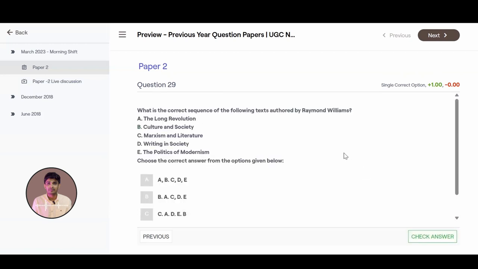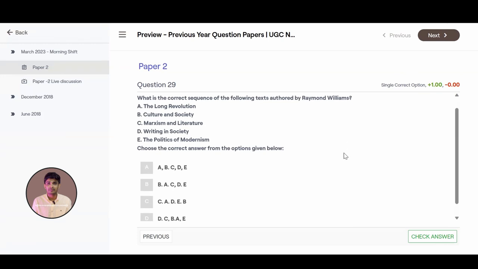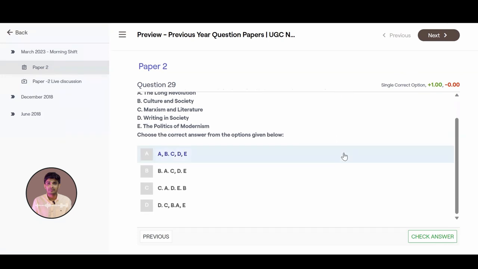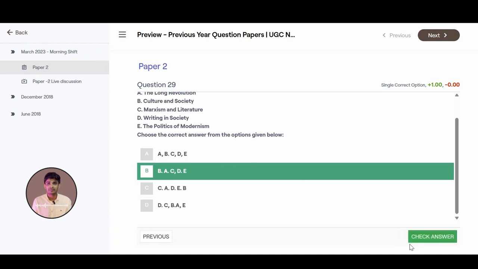Now, what is the correct sequence of the following texts authored by Raymond Williams? The Long Revolution, Culture and Society, Marxism and Literature, Writing in Society, The Politics of Modernism. Raymond Williams is a famous post-1950 cultural and literary critic and theorist. He belonged to the school of New Left, was a Marxian thinker, etc. 29th question, what is the answer? Answer is B. B, A, C, D, E.